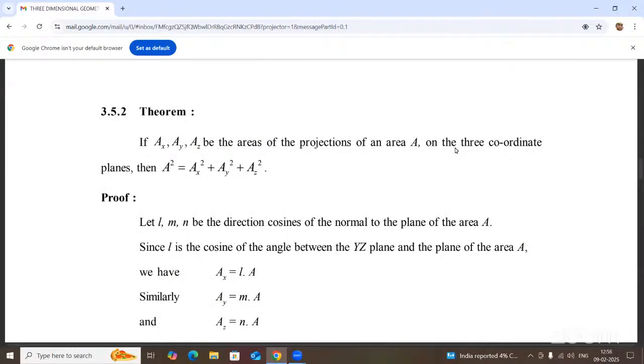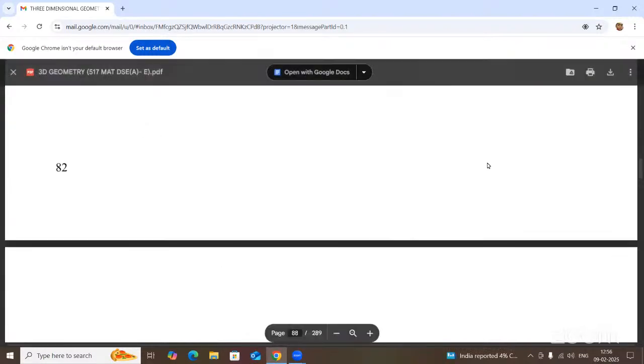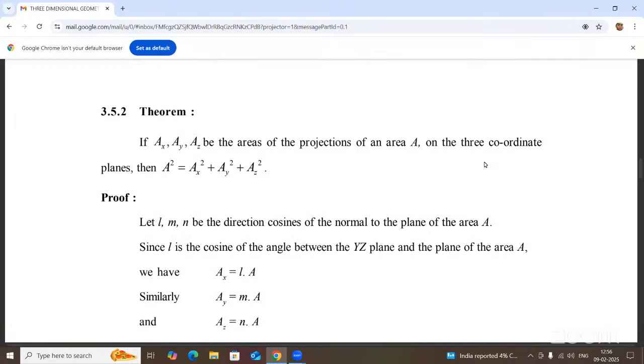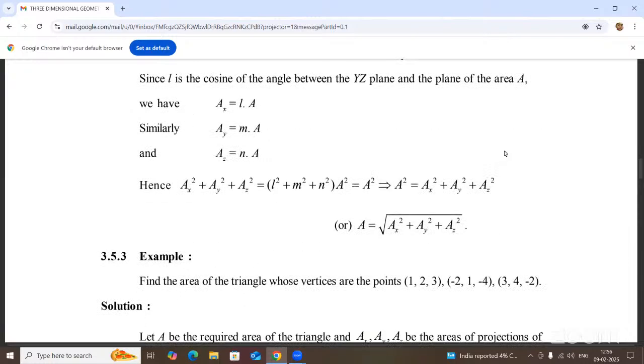Okay, Ax equal to l A, Ay equal to m A, Az equal to n A. So l, m, n are the direction cosines of the normal to the plane of the area capital A. L is the cosine of the angle between the YZ plane, m is the cosine of the angle with the XZ plane, and n is the cosine of the angle with the XY plane. So we write them as Ax, Ay, Az. Replacing those values, we get A equal to square root of Ax square plus Ay square plus Az square. So this is one of the problems.